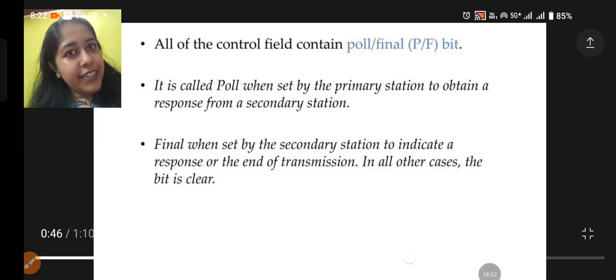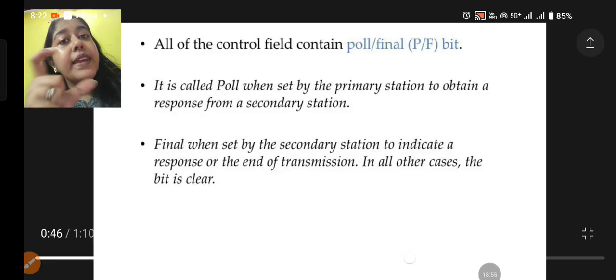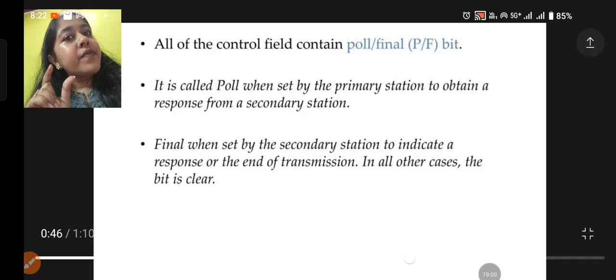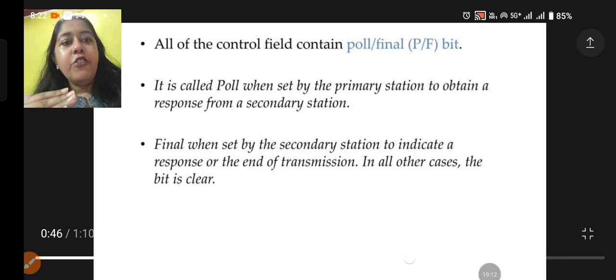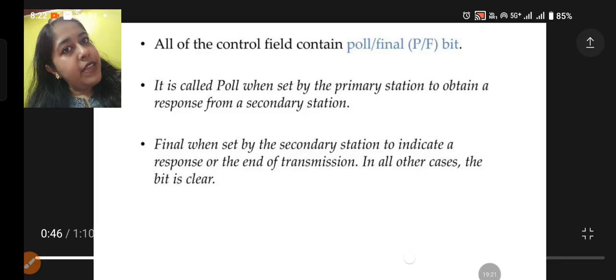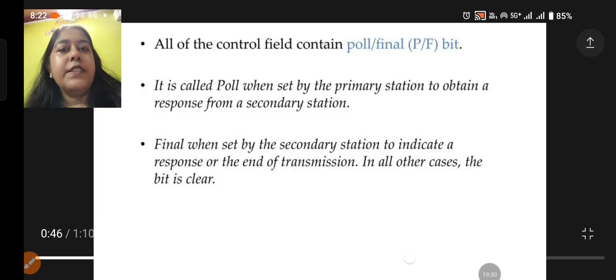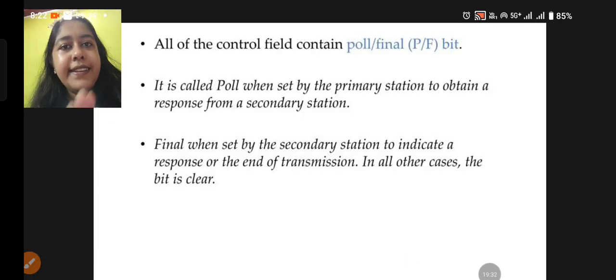So when the primary station sets the bit to get a response from the secondary station, it is a poll. When the secondary station is indicating a response, or when it is the end of one transmission, there will be a final bit. So keep these two bits in mind: poll is for the primary station and final is for the secondary station, either for the end of the transmission or for sending a response. For all other cases the bit will be clear.